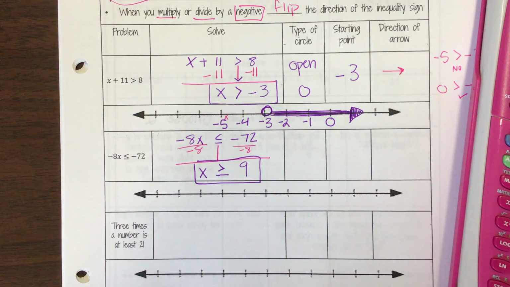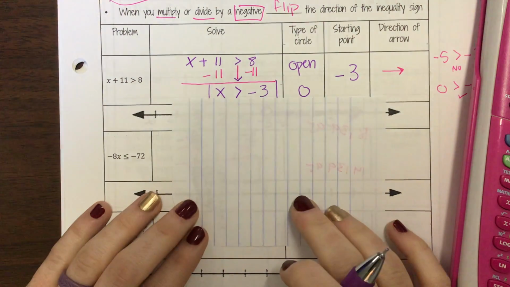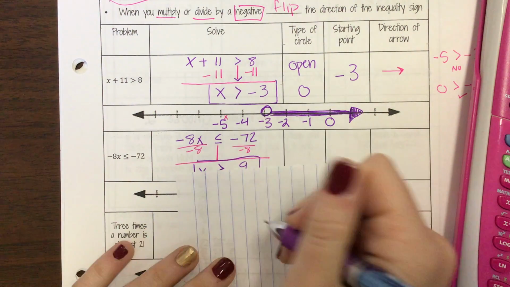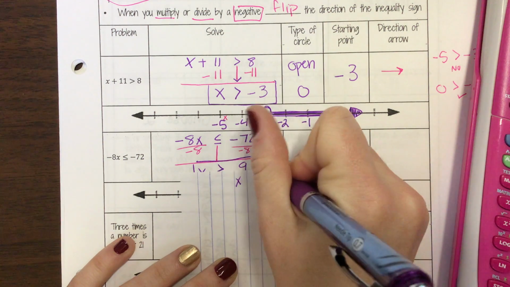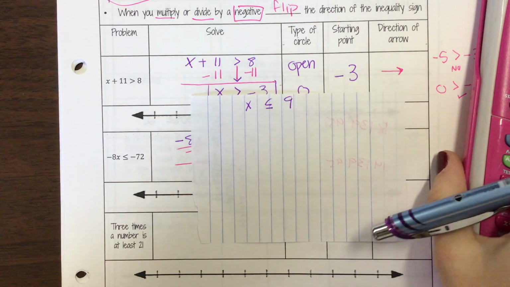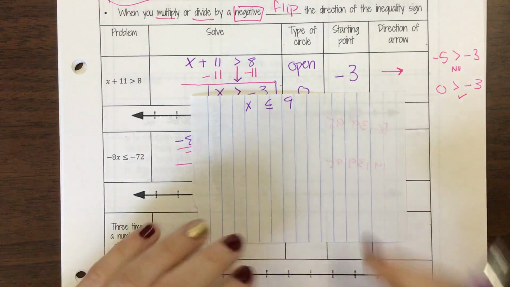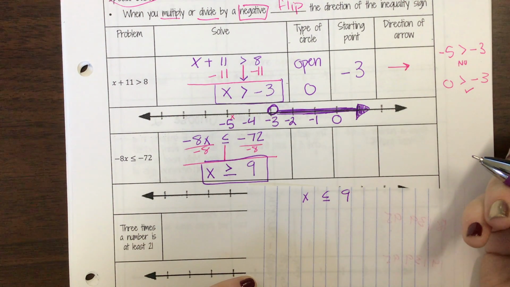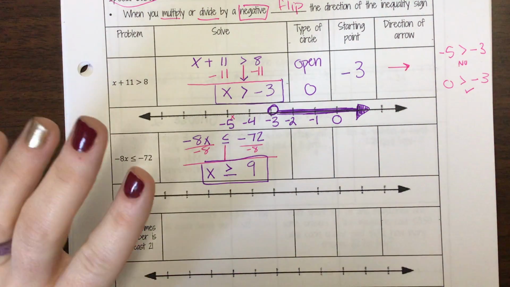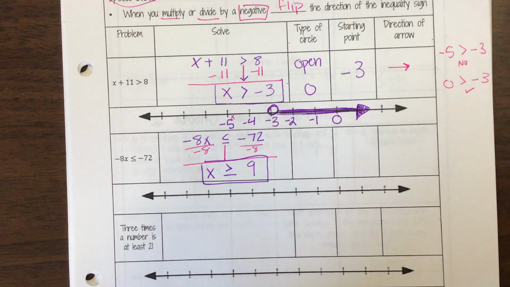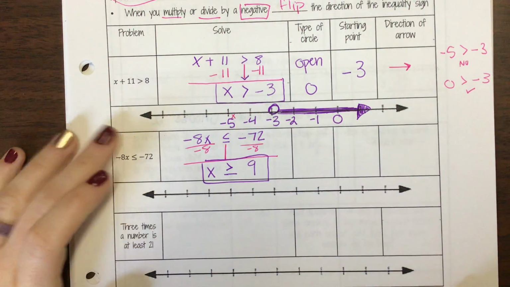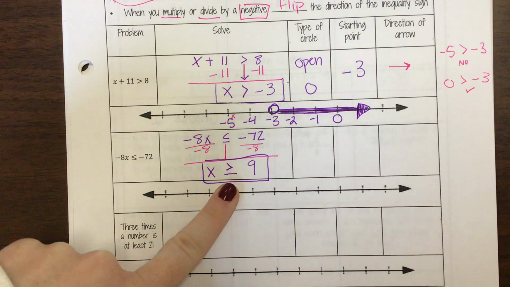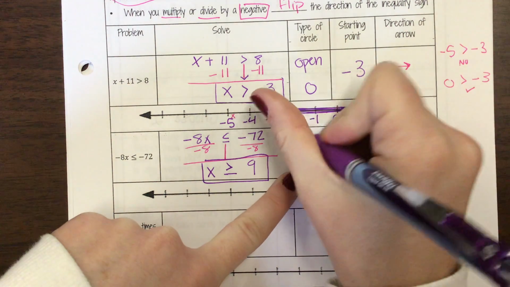And let me get a piece of paper and show you why that is. Okay. So if I had left it as less than or equal to 9, and I chose, never mind. Just when it's a negative, you flip it. I don't have an example off the top of my head. Okay, so since it has an equal to part, it's going to be a closed circle.